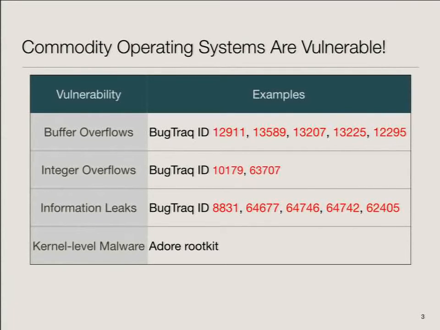Now, they're vulnerable for two reasons. First, all commodity operating system kernels today are written using C and C++, and as a result, they suffer from the same security vulnerabilities that applications suffer when there are coding mistakes that are made. So, for example, commodity operating system kernels have been vulnerable to buffer overflows and integer overflow attacks.